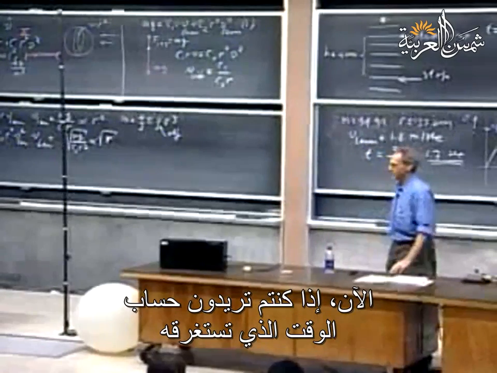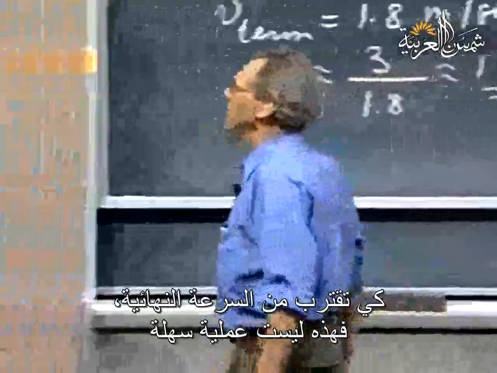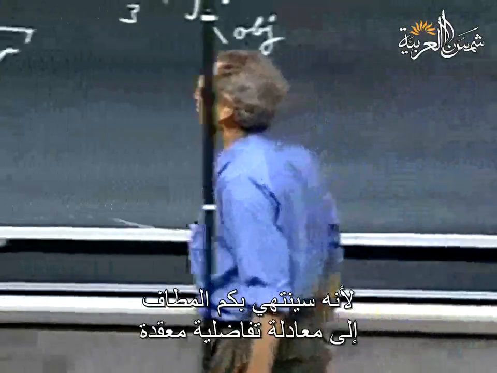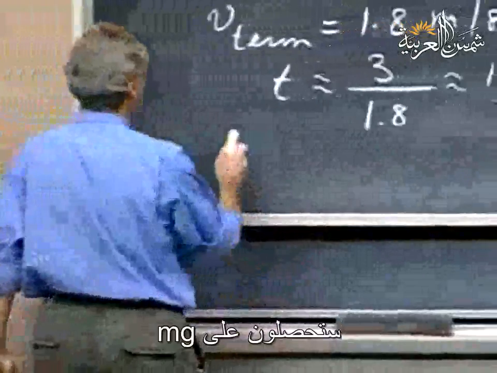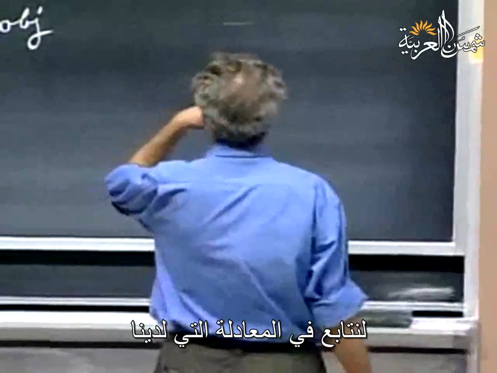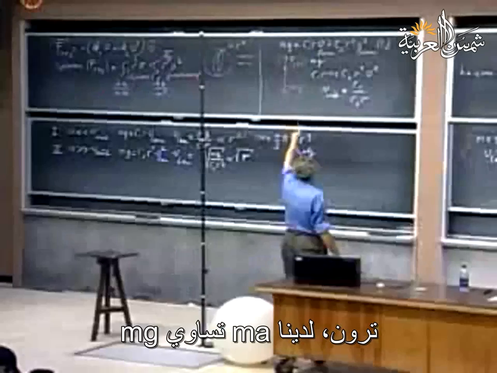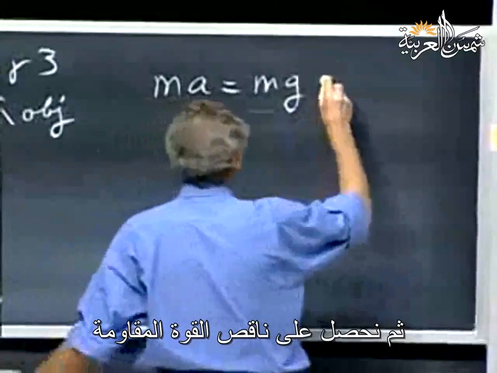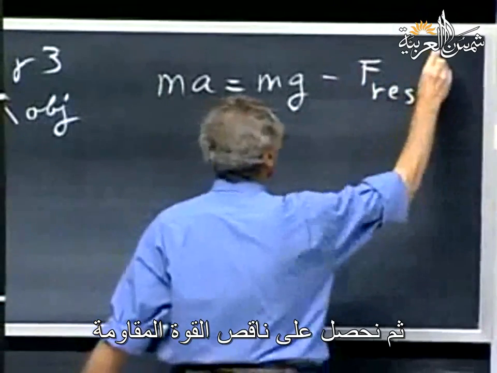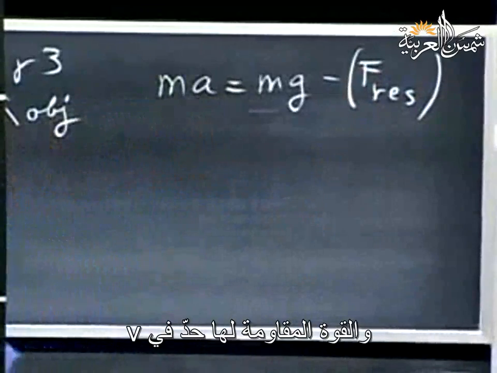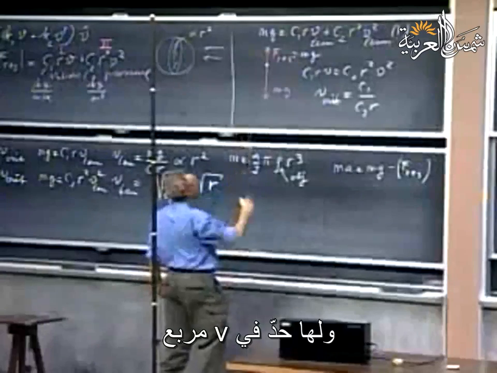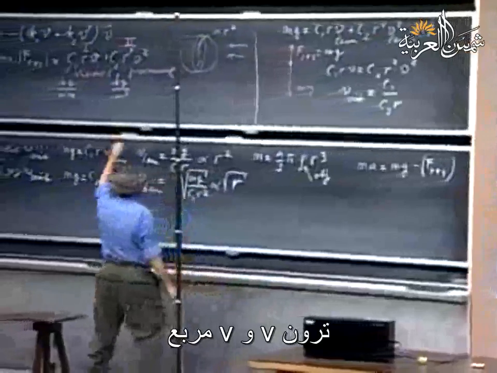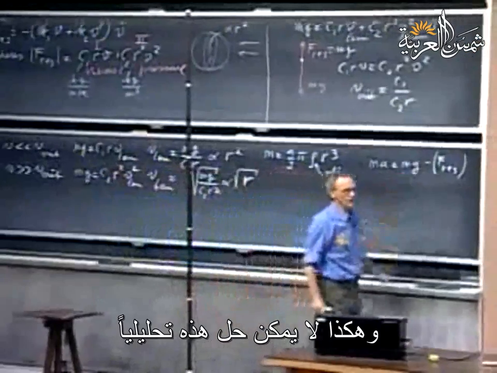Now, if you want to calculate the time that it takes to get close to the terminal speed, that is not an easy task, because you are going to end up with a nasty differential equation. We have ma equals mg, and then minus the resistive force. And the resistive force has a term in v and a term in v squared. And so this cannot be solved analytically.